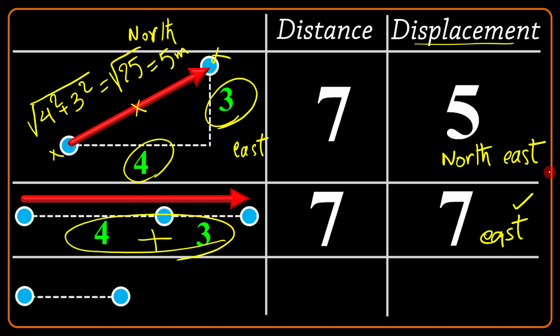The other one could be this one. The object goes for 4 meters to the right and goes back. It has a turning point here.